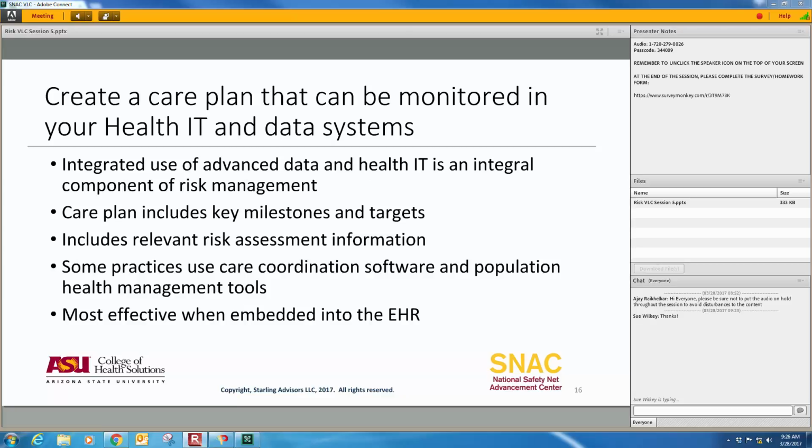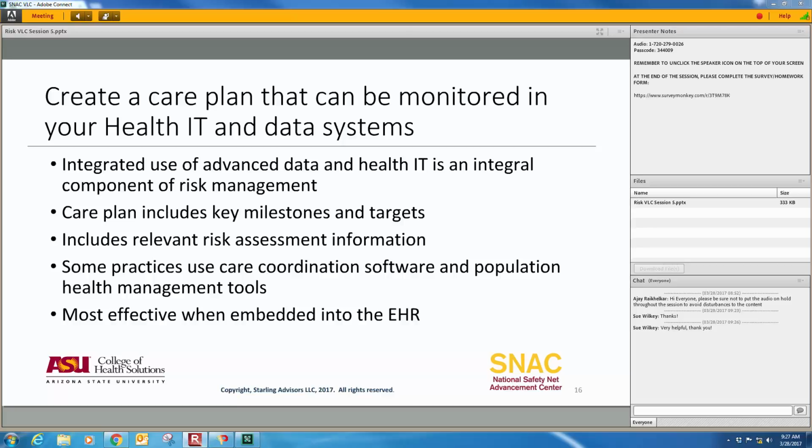So, an important piece of this obviously is around developing those care plans. It's great if we have the ability to integrate advanced data and health IT as a component of risk management. And what do I mean by that? That means not only the clinical data that might be inherent in your electronic health records, but other types of data related to claims and utilization or care coordination data. A really critical piece of putting those pieces together to have a patient-centered, patient-driven plan.